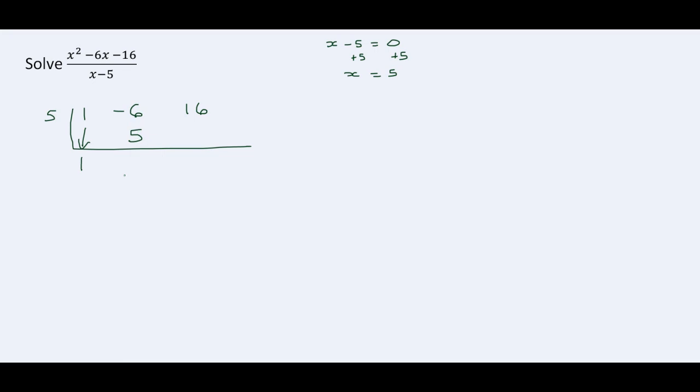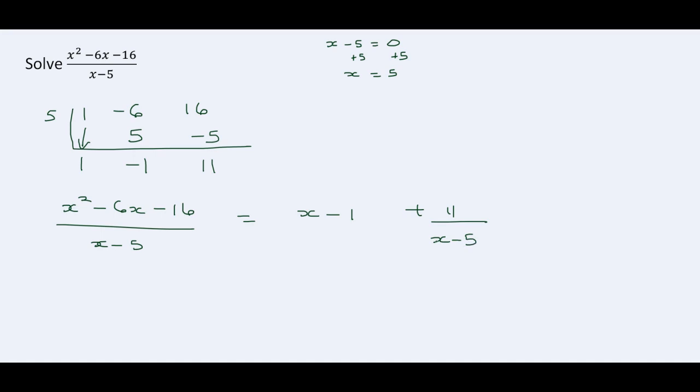Minus 6 plus 5 is minus 1. Minus 1 multiplied by 5, we have minus 5. 16 plus minus 5, we have 11. So this now means that x squared minus 6x minus 16 divided by x minus 5 is going to be x minus 1 plus 11 over x minus 5.